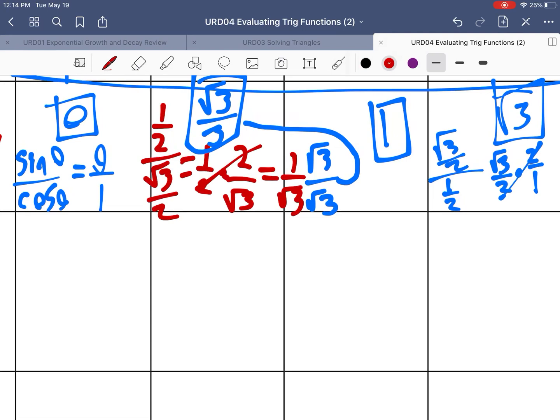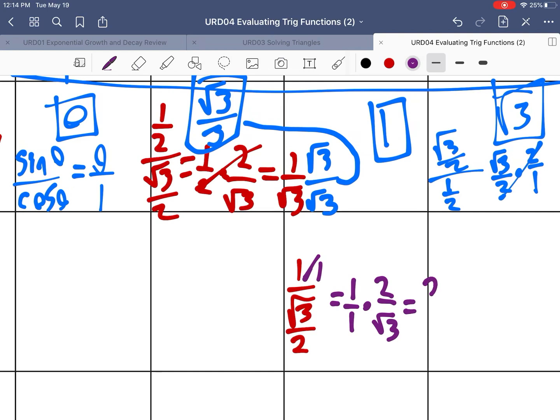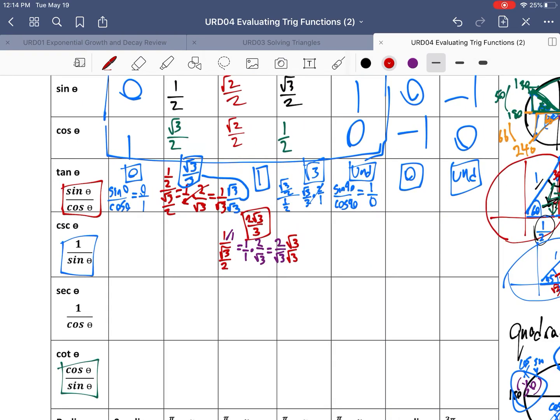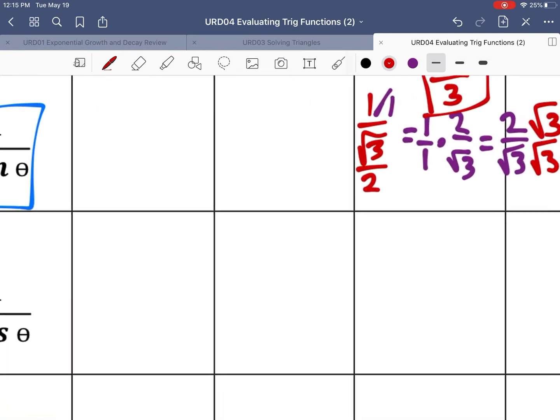So for 60 degrees, it's going to be 1 divided by radical 3 over 2. So this is not a fraction divided by a fraction, so I'm going to make it into 1. I'm going to do keep change flip. So that's going to be 1 over 1 times 2 over radical 3, which is going to be equal to 2 over radical 3. And then I'm going to rationalize the denominator. So this is going to become 2 radical 3 over 3, because the 2 radical 3's are going to simplify into a 3, and the 2 and the 3 don't simplify any further.